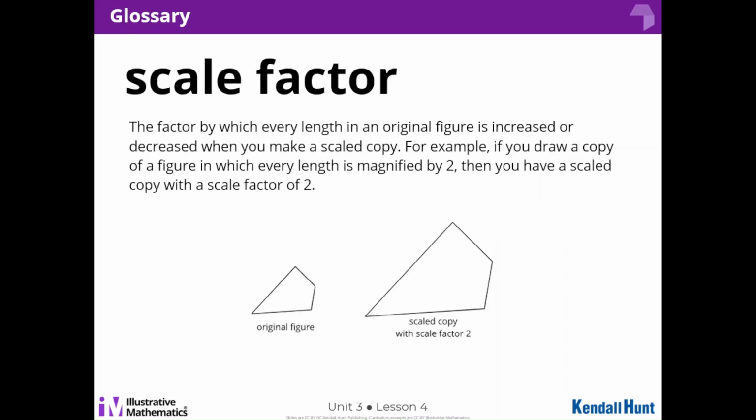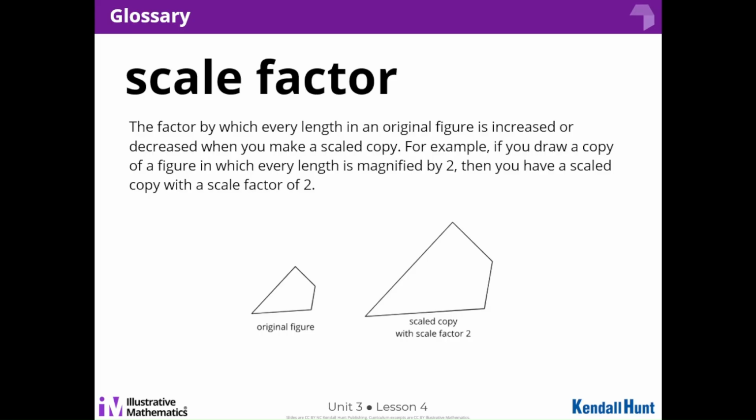Our other glossary term is scale factor, the factor by which every length in an original figure is increased or decreased when you make a scaled copy. For example, if you draw a copy of a figure in which every length is magnified by 2, then you have a scaled copy with a scale factor of 2.